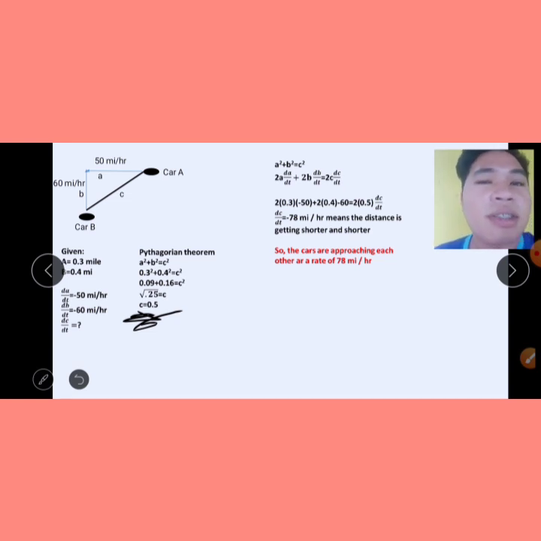Negative 78, again negative because they are approaching each other. So negative 78 miles per hour means the distance is getting shorter and shorter, because the two cars are going to meet at the intersection. The speed is 78 miles per hour. We put negative because they're approaching each other. So the cars are approaching each other at the rate of 78 miles per hour. The final answer has no negative sign; it is only 78 miles per hour, but in the solution we put negative 78, negative 50, and negative 60 because the two cars are approaching each other.